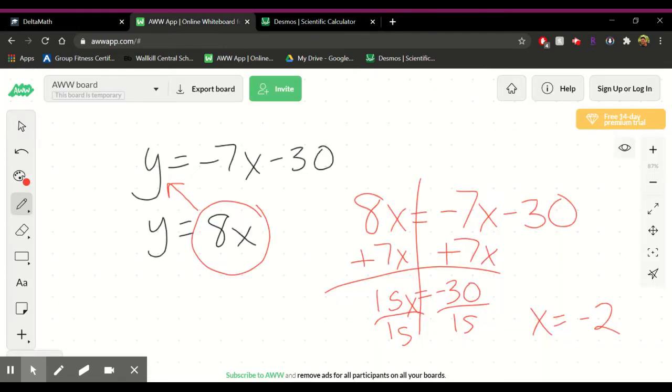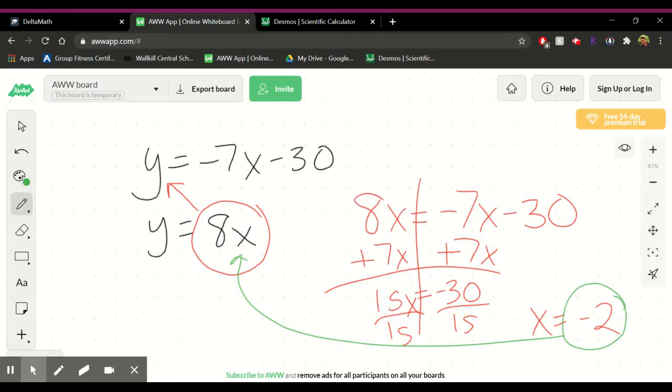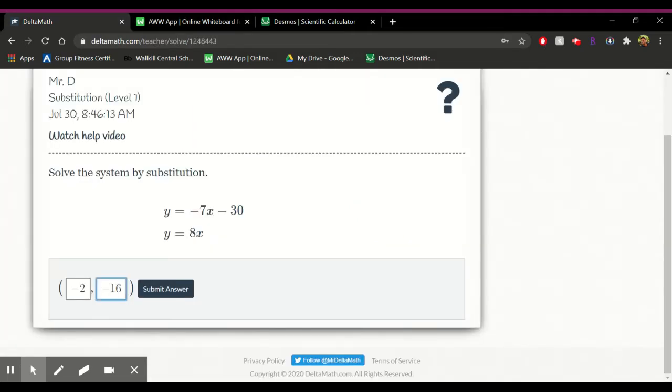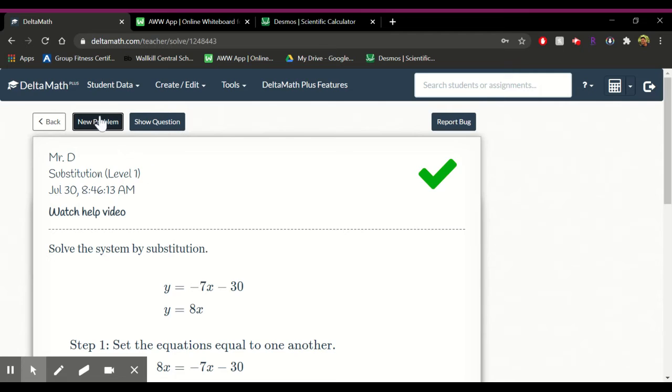Right, back here. Now we got to solve for y. Take this x. I would plug it into this one. Just do that off the top of your head. If you're good with your times tables, 8 times negative 2 is negative 16. Should write that down on the other one too. So y is negative 16. So negative 2, negative 16. Bam. Let's look at another one.